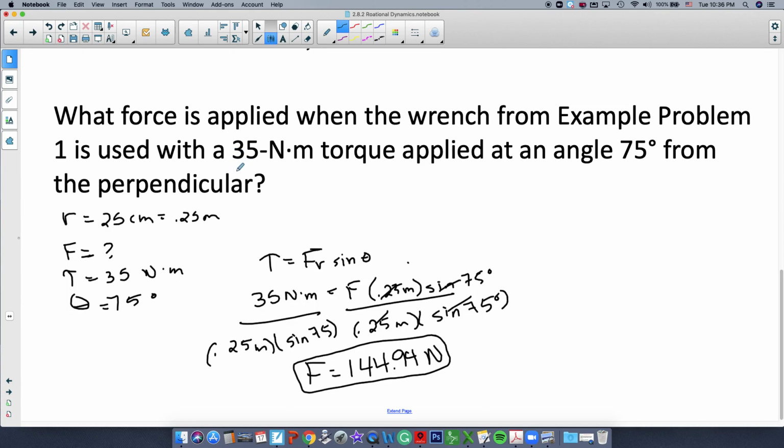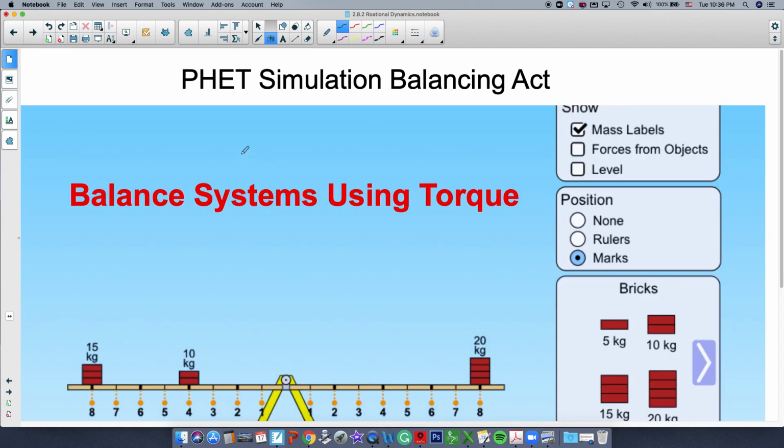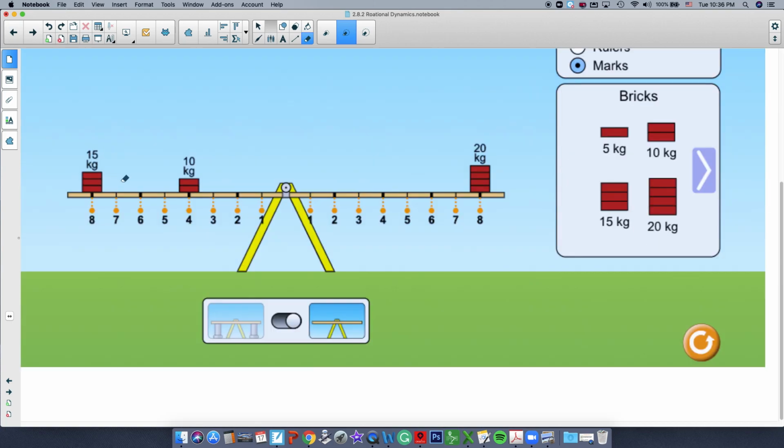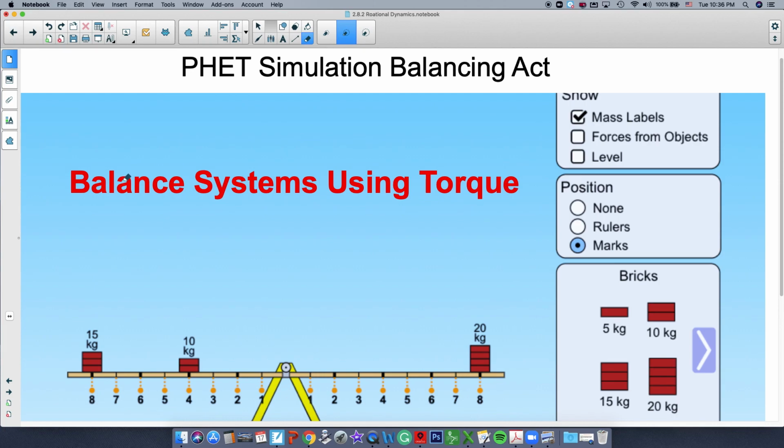Okay, so to finish up the lesson here, I just want you guys to play around with this simulation. This is called the balancing system using torque. It's from Colorado University, the PhET simulation Balancing Act. I will show you guys how to get to that in a minute. That'll be part of an exploration deal.